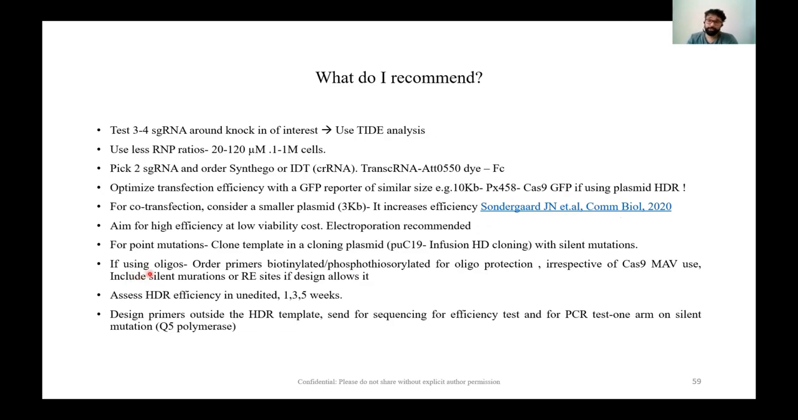Now, if you're using oligos, like I recommended already, protect your oligos, irrespective of whether you're using the monoavidin version or not. Actually, the biotin that binds with monoavidin. Include silent mutations, and you can also include restriction enzyme sites, because what you can do is amplify this region and just do a cheap 30-minute restriction enzyme assay, and just assess if it worked or not on PCR.